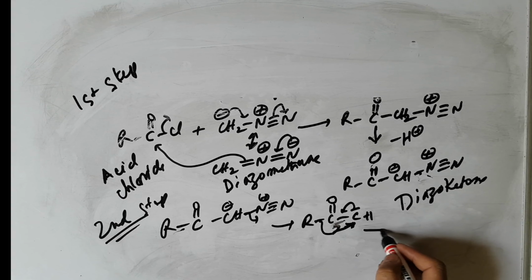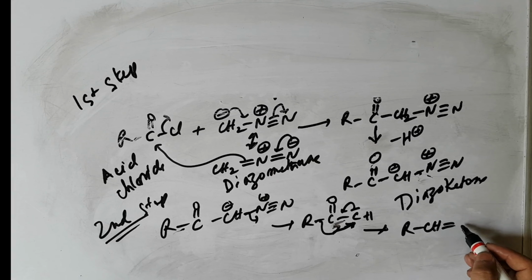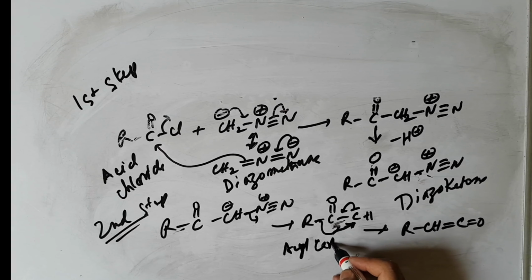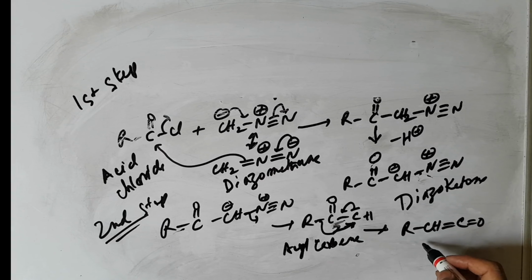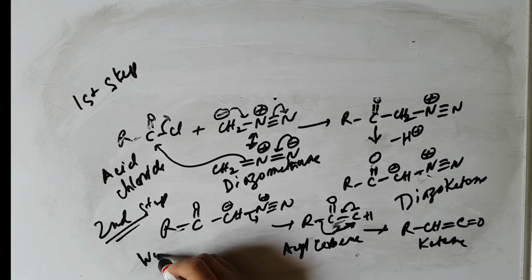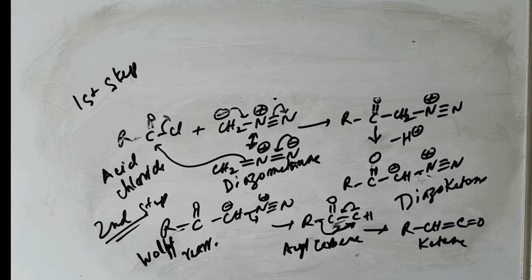So this is R, CH double bond, here C double bond O. So you can see, this is called acyl carbene forming ketene. So this second step is known as the Wolff rearrangement.